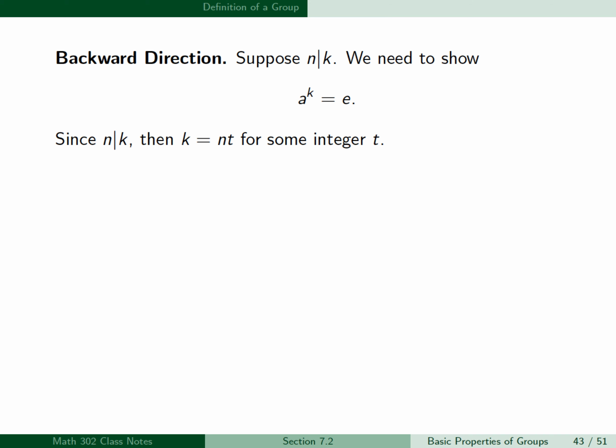For the backward direction, we'll suppose n divides k, and we need to show that A to the k is equal to E. Well, since n divides k, then k is equal to nt for some integer t.